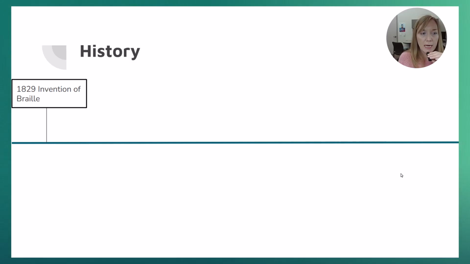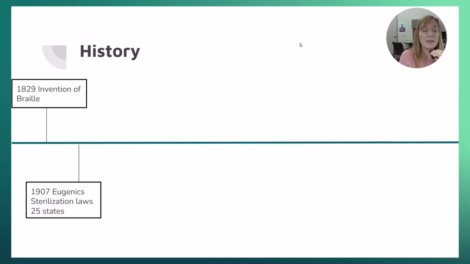In 1829, that's when we had the invention of Braille. So being able to have people who were blind be able to access material and learn and read. And then in 1907, we saw the eugenics movement, the sterilization laws. That was in 25 states. So if they viewed you as being disabled, they were able to sterilize you. And that was part of our eugenics movement here in this country.